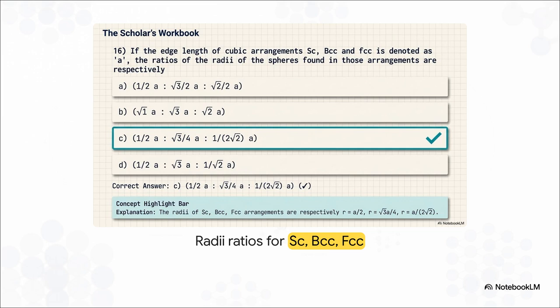Explanation: the radii of SCC, BCC, FCC arrangements are respectively R equals A divided by 2, R equals root 3A by 4, R equals A divided by 2 root 2. This is the ultimate cheat sheet. It perfectly summarizes the foundational radii formulas for all three structures. Definitely keep this in your back pocket.